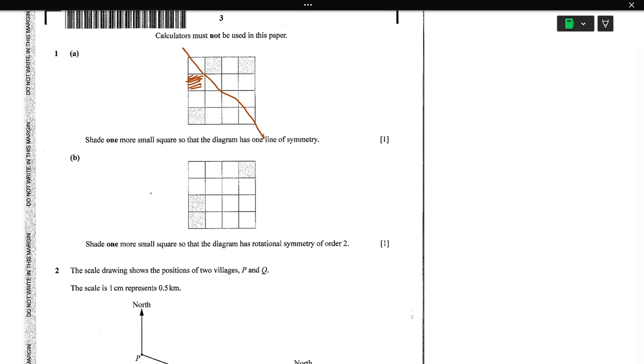The next question, B: shade one more small square so that the diagram has rotational symmetry of order 2. So when we turn through 360 degrees, we need to see the same figure 2 times, so I should shade here.